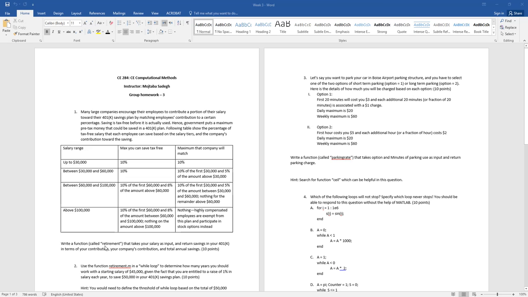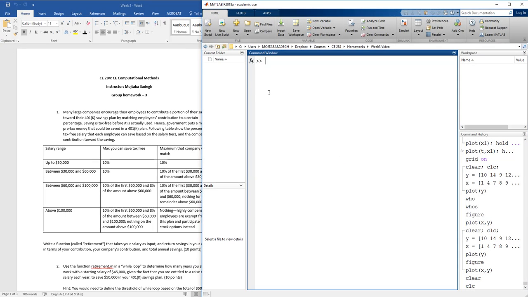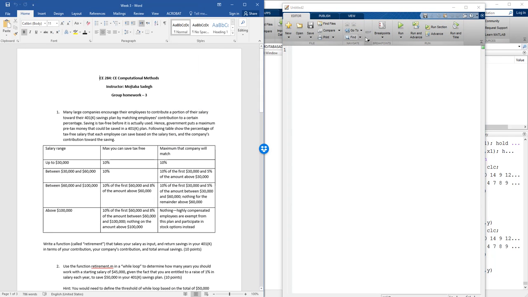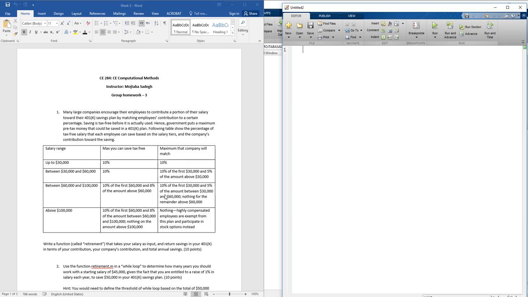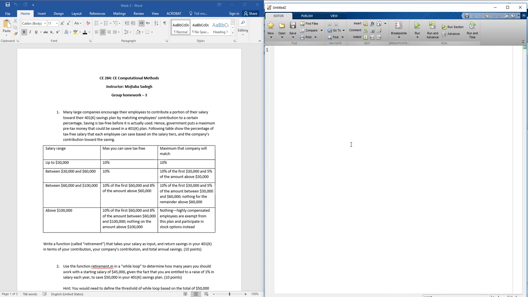So we want to write a function retirement that takes salary as input, returns saving in your 401k in terms of your contribution, company's contribution, and total saving. So I'm gonna put this on this side, and I'm gonna open MATLAB on the other side. I'm gonna open up a new script. Of course, when you want to write a function, you have to have a new script. I'll put the script right next to this, because this is basically my algorithm. I need to have this next to my script and function.